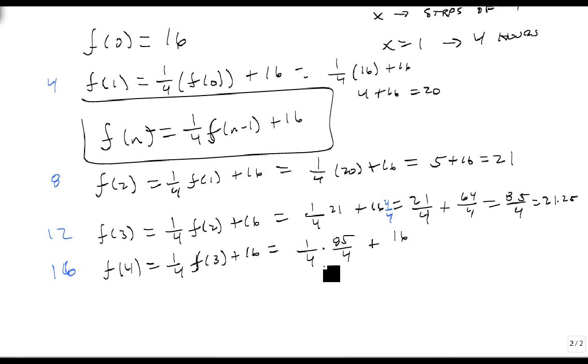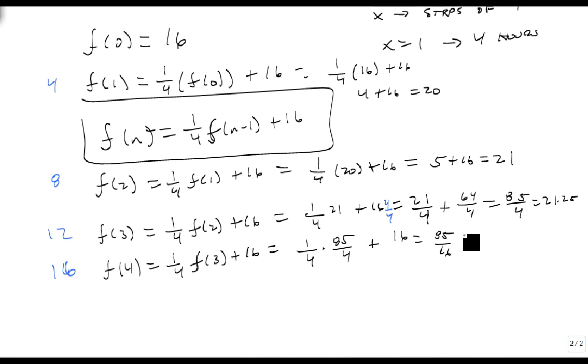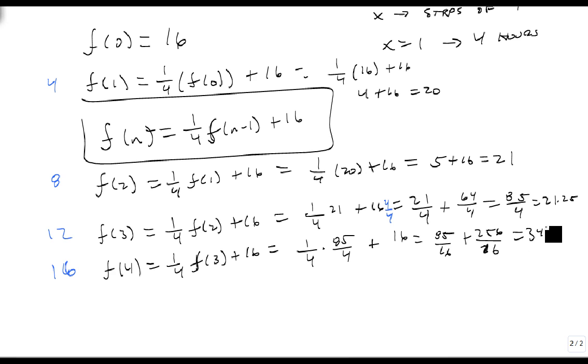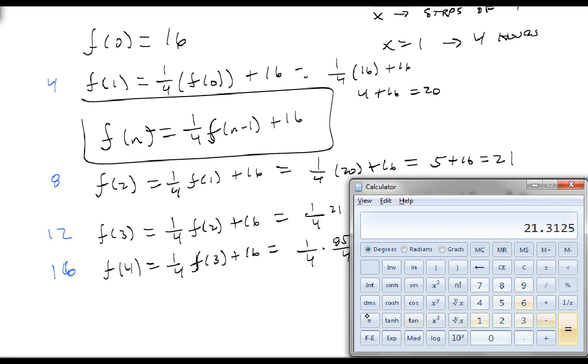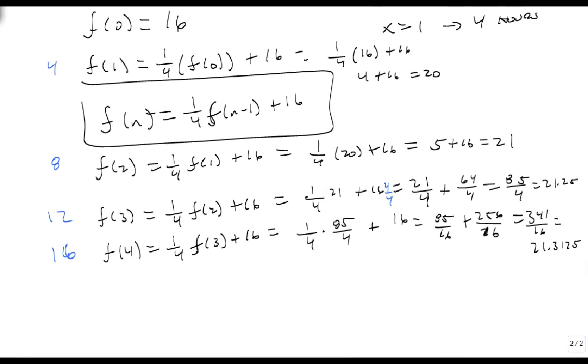Well, 1/4 times 85 fourths is 85 sixteenths. 16 times 16 is 256 over 16, plus 85 gives me 341 over 16, which is 21.3125. Notice that it's not getting much bigger every 4 hours after the initial dose. We keep re-injecting more, but it's not growing as fast as we'd otherwise expect.